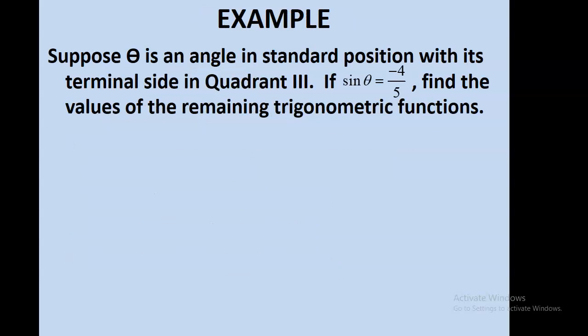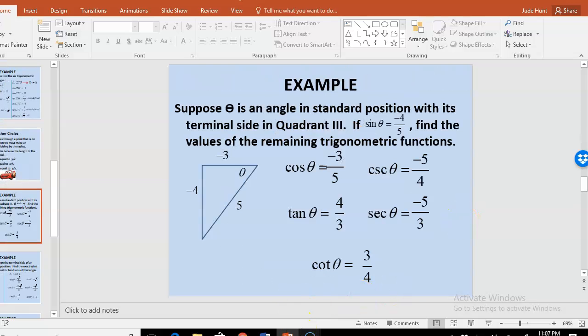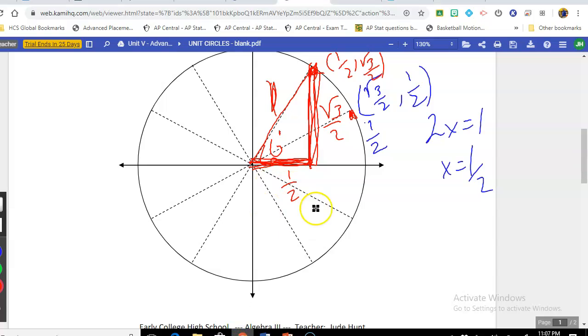All right, so let's look at an example here. We're in a situation where we have an angle that's in standard position. Our side is outside of the unit circle. It's extending beyond the unit circle, but we're in quadrant 3, meaning we have a negative coordinate that we're passing through. And our sine is going to be -4/5. So we want to find the values of the remaining trig functions.